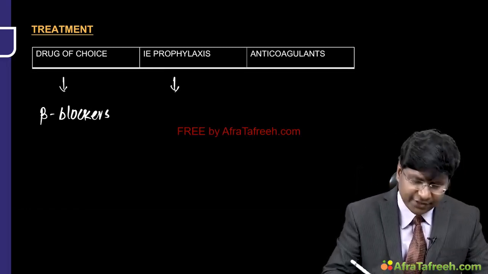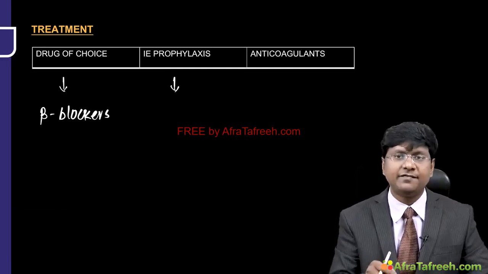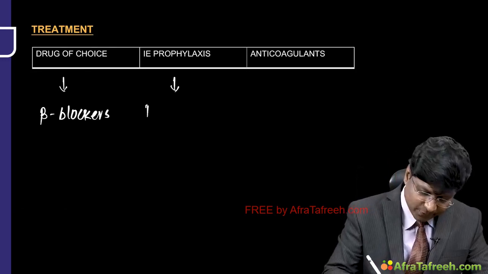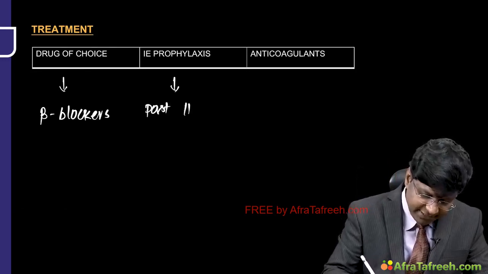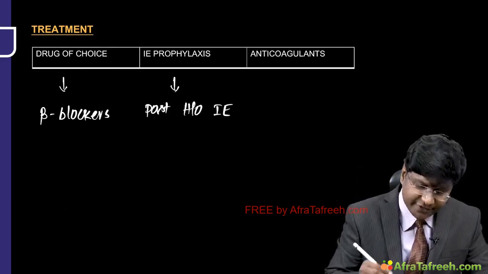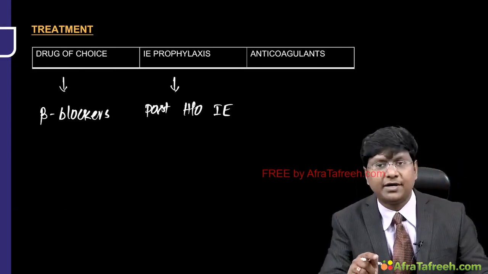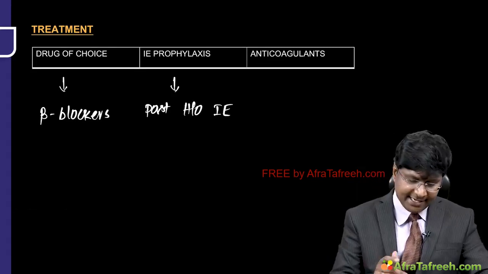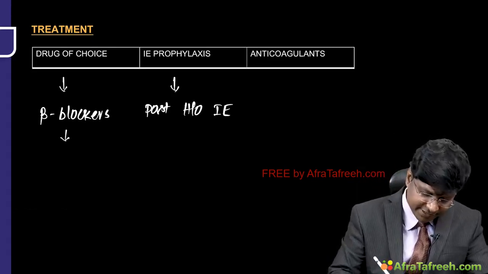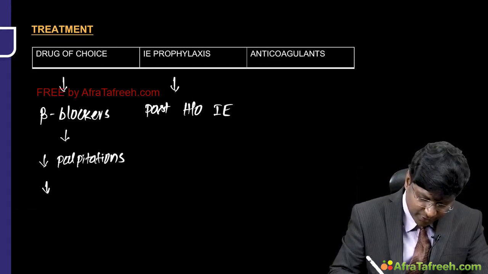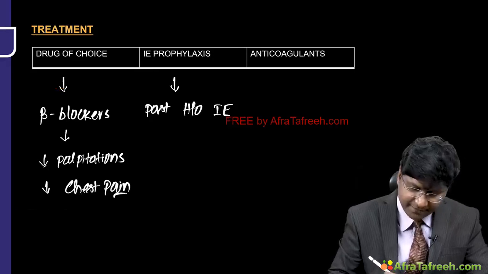Now, what about the infective endocarditis prophylaxis? Do they require infective endocarditis prophylaxis? Yes. But what is that indication? If there is a past history of infective endocarditis, in those you need to give the infective endocarditis prophylaxis. Okay, and the advantage of giving beta blockers is it will reduce the palpitations, and these beta blockers will also reduce the chest pain in the patients. So that is the advantage of giving the beta blockers.